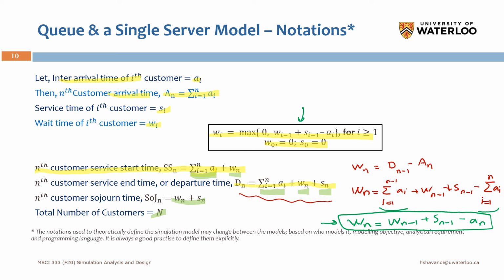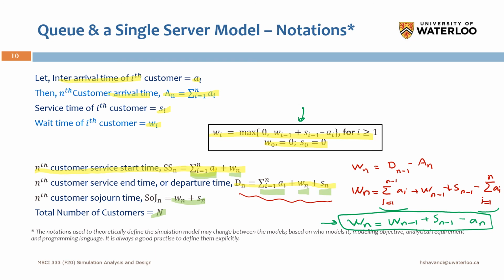And since dn minus 1 can be actually sooner than an, this can be a negative number. In case of negative, there is no waiting time. So this is why we have the maximum between 0 and this quantity here. Okay, so this is how we obtain the waiting time for each customer.